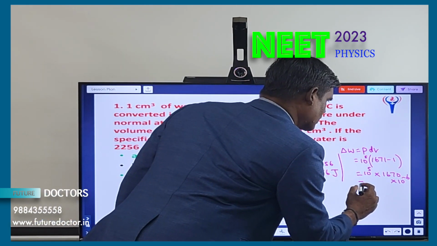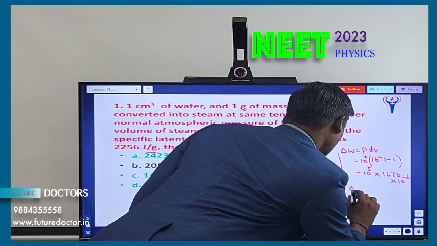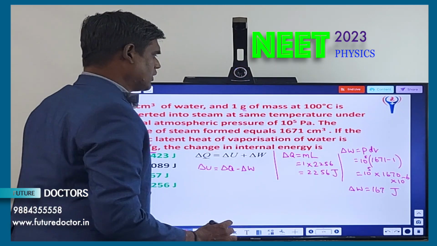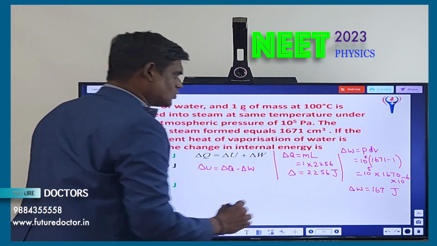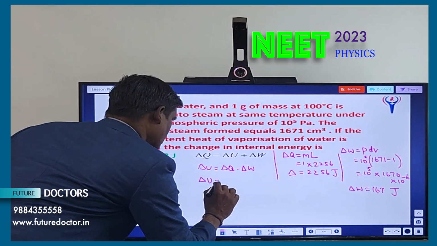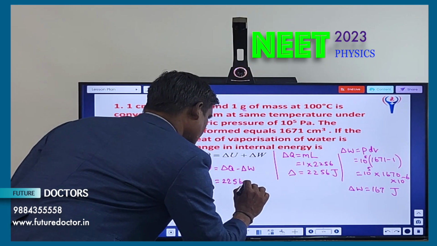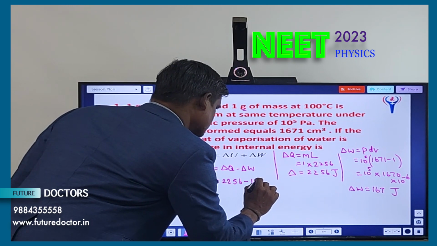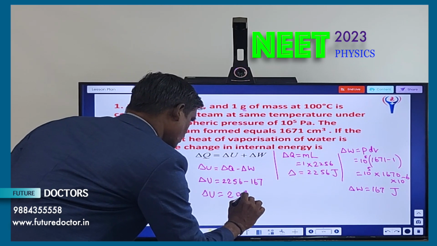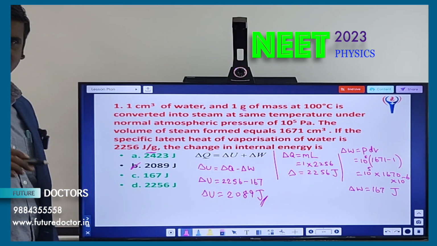Then 1670 into 10^-1 is 167. That is ΔW equal to 167.0 joules. So we found two things. ΔQ we found as 2256 joule and ΔW is 167. Substitute this here. ΔU equal to ΔQ minus ΔW, 2256 minus 167. If you simplify this, you will get ΔU equal to 2089 joules. That is option B, the correct answer.